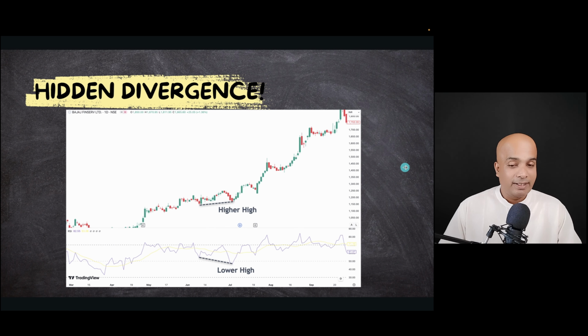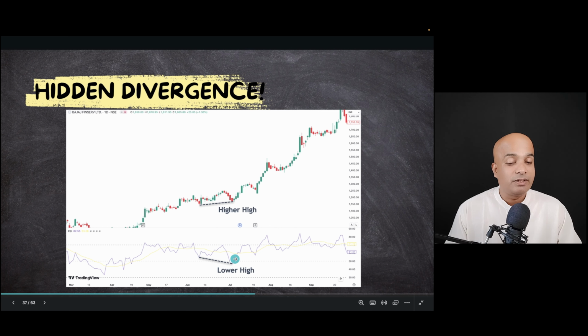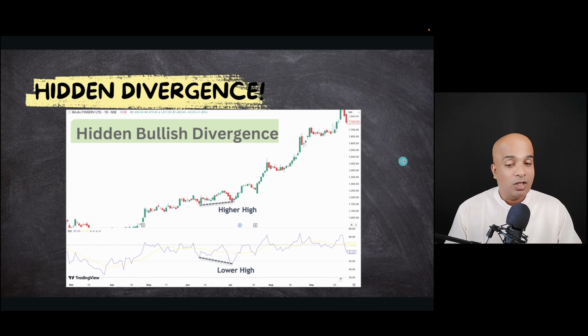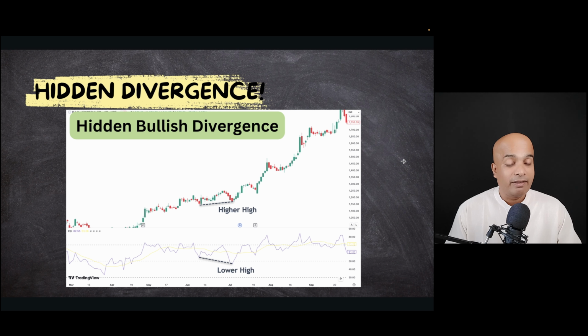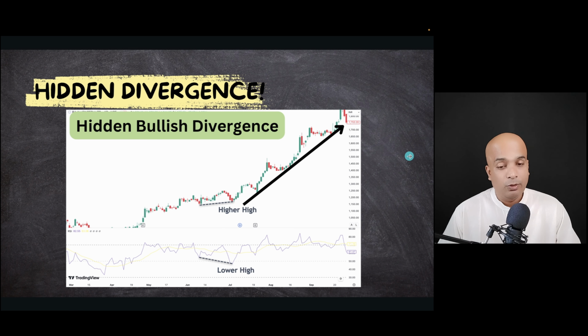I will take one more example. This is not a small company, friends. This is a big company, Bajaj Finserv. In this case, price made a higher low, whereas RSI made a lower low, isn't it? So this is also RSI hidden bullish divergence. One can plan a long trade here. And you can see what happened to the result, right? Price continued its upward direction, and it would have given a very good profit.